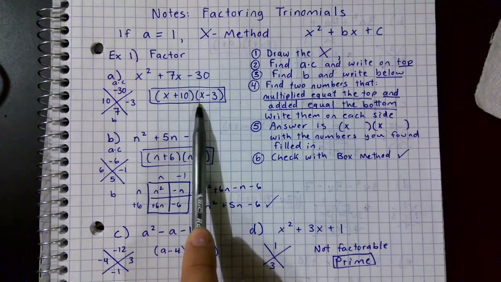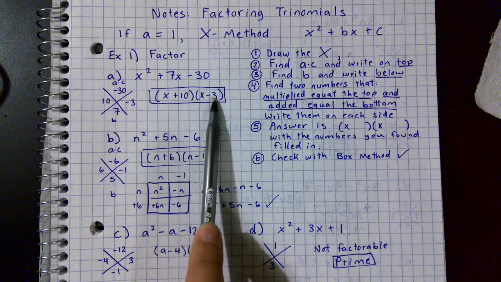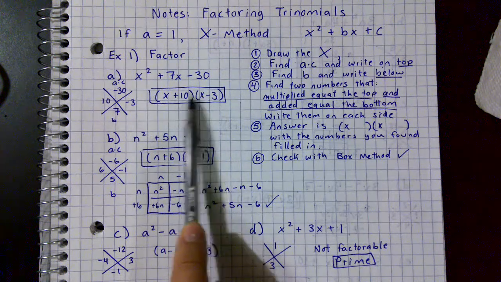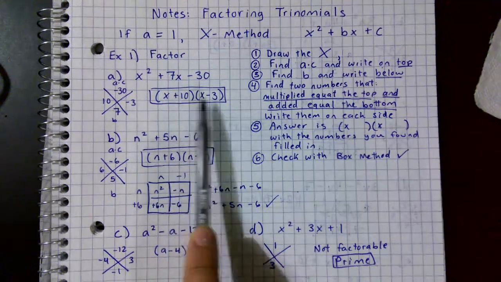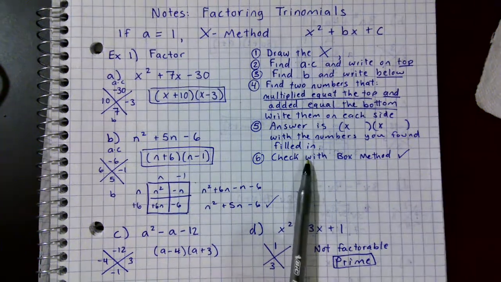You can check your answer by doing an area model. And the area model is going to be x times x is x squared. x times negative 3 is negative 3x. 10 times x is 10x. When you combine 10x and negative 3x, you get 7x. And then 10 times negative 3 is negative 30. You could always double check if you want to check your work.